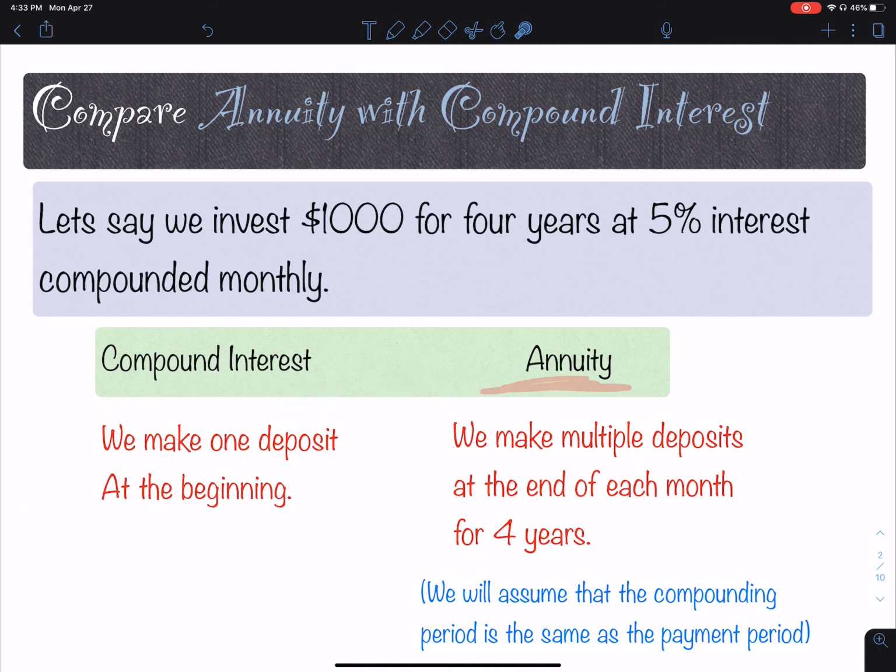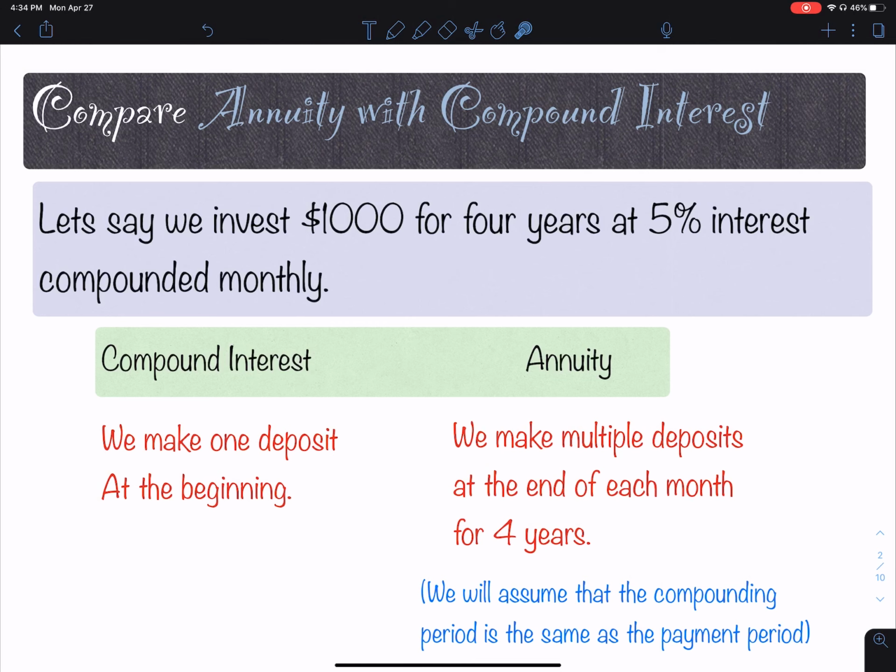With an annuity, we make multiple deposits at the end of each month if you're doing monthly. So notice that it says that it's compounded monthly. If this was an annuity, then we would have to be contributing each month. But this is not an annuity because it doesn't say anything about a recurring payment.